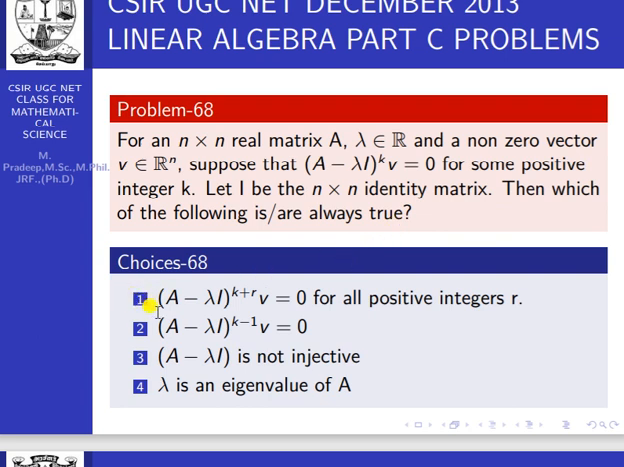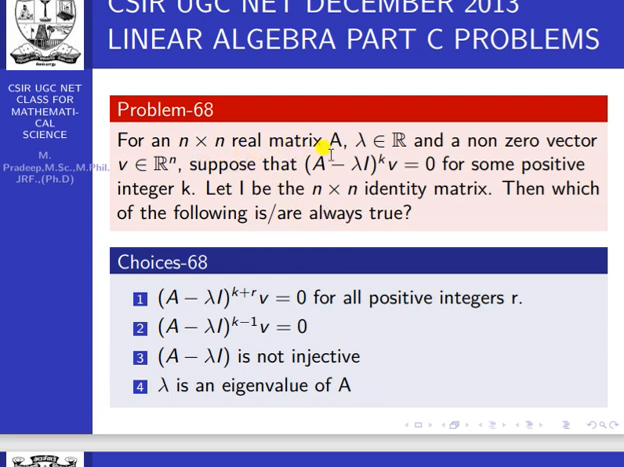The options are: Option 1, (A minus lambda I)^(k plus r) v equals 0 for all positive integers r. Option 2, (A minus lambda I)^(k minus 1) v equals 0. Option 3, A minus lambda I is not injective. Option 4, lambda is an eigenvalue of A. So, this is a very simple problem.